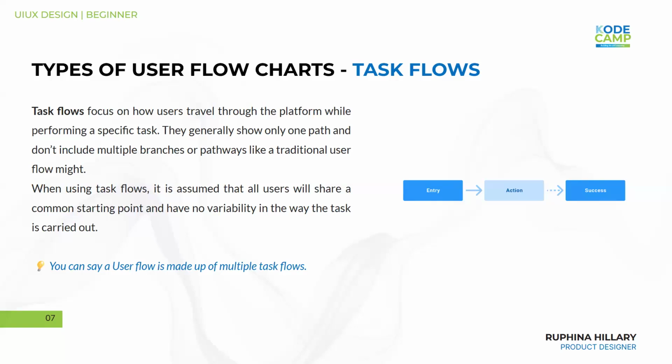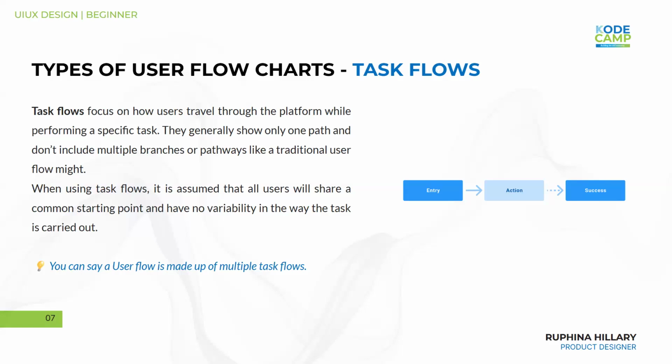Now, changing your profile picture is a task. Making a purchase is a task. Probably changing your background photo, your background picture, your font size is a task. This is one task, but all these tasks could be in one platform. So a task flow would focus on just one specific task.